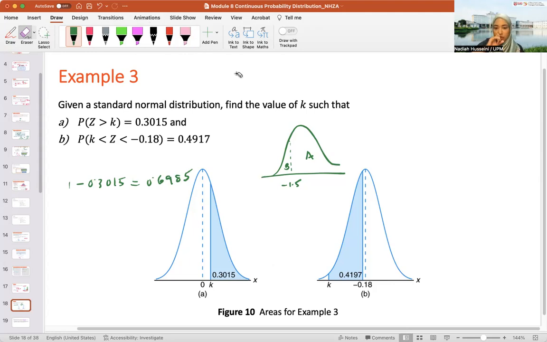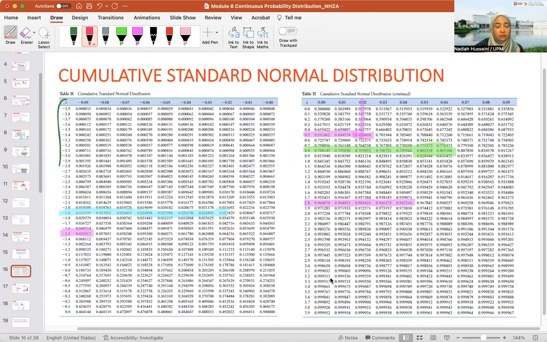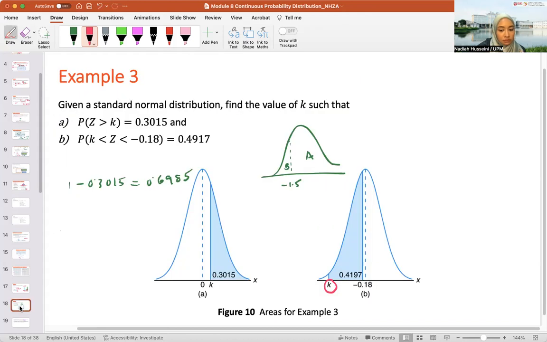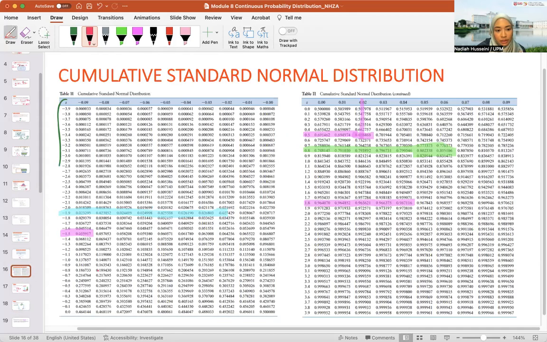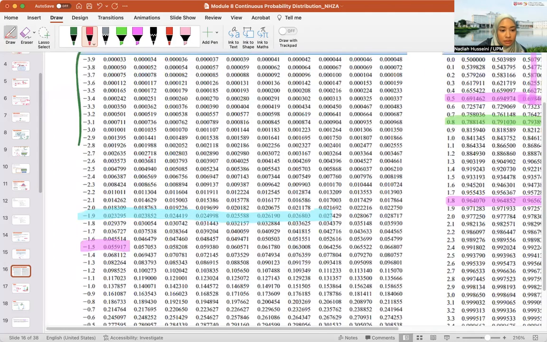Okay, so Amar wants to try. So how would you attempt this question? What would be the first step to finding k? Look at the table. Okay, look at the table. So what am I looking at in the table? 0.18. Is it positive or negative? Negative. So -0.18. Let's look at this.